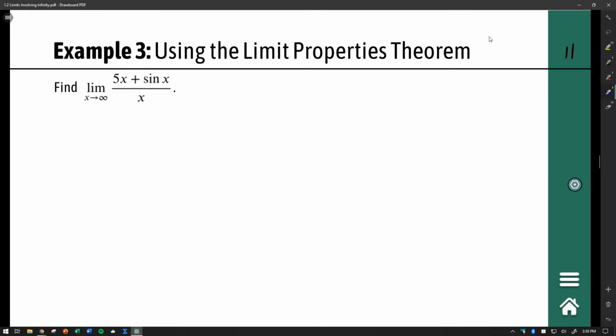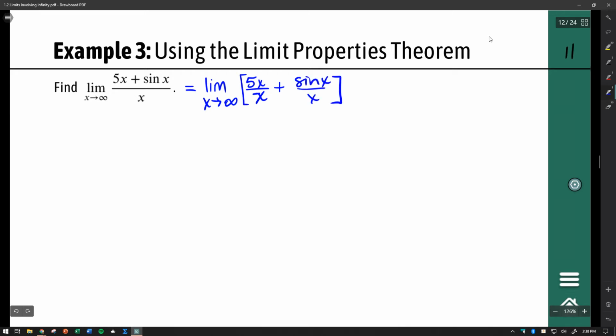Find the limit as x approaches infinity of 5x plus sine x all over x. Okay. Well, here's what I might think about doing. This looks to me like a sum. So what I'm going to do is break the sum apart into its two pieces and rewrite this as the limit as x approaches infinity of 5x over x plus sine x over x.